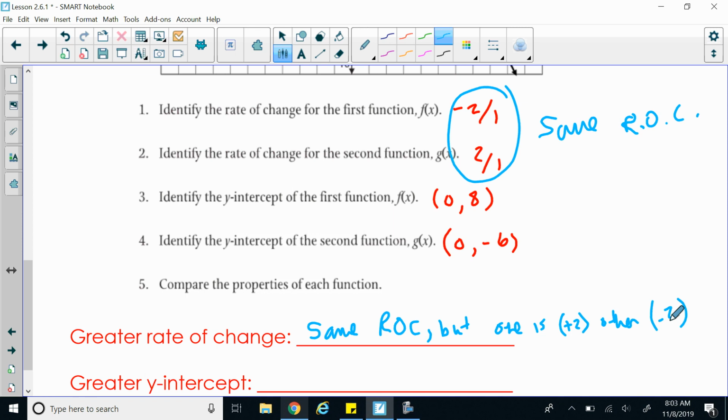So it's the same. When you're comparing rates of change, you're kind of looking for which one has the most amount of change. Well, they're both having change. They're both having 2 values of change. One is increasing by 2. The other is decreasing. Now, this next one's a little bit easier.